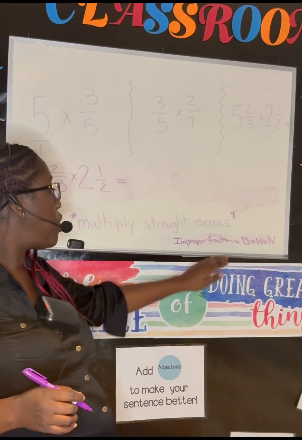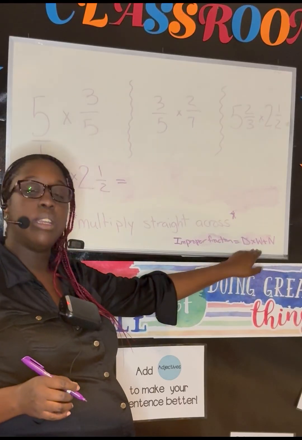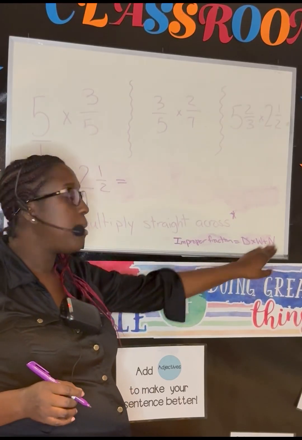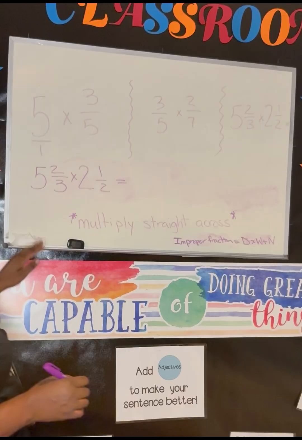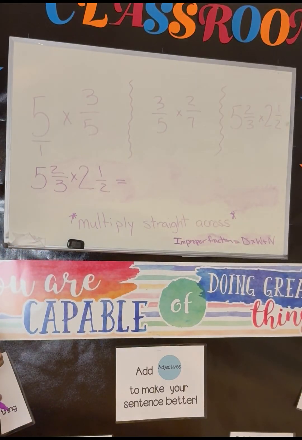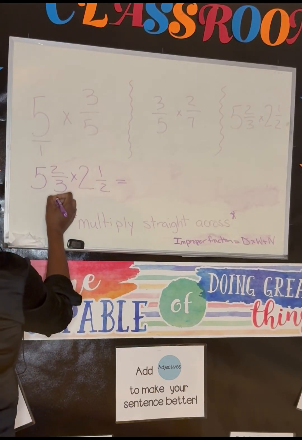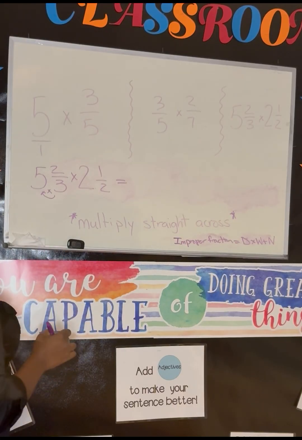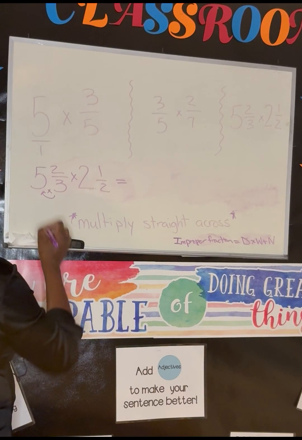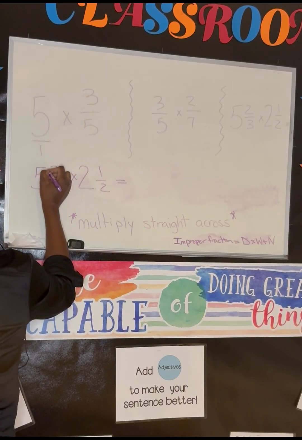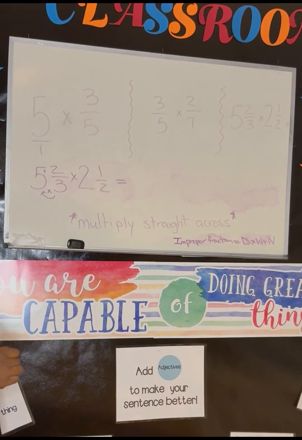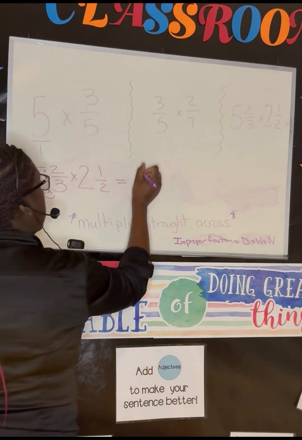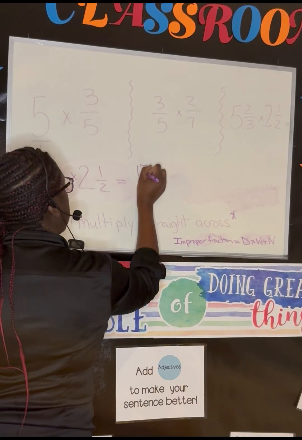Once again, we have our denominator times our whole number plus our numerator. So here we have our denominator of 3. We're going to take our denominator and multiply it by our whole number, which is 5. 3 times 5 is 15. Then we're going to add that to our numerator, which is 2. 15 plus 2 is 17. So let's go ahead and write 17 on this side.